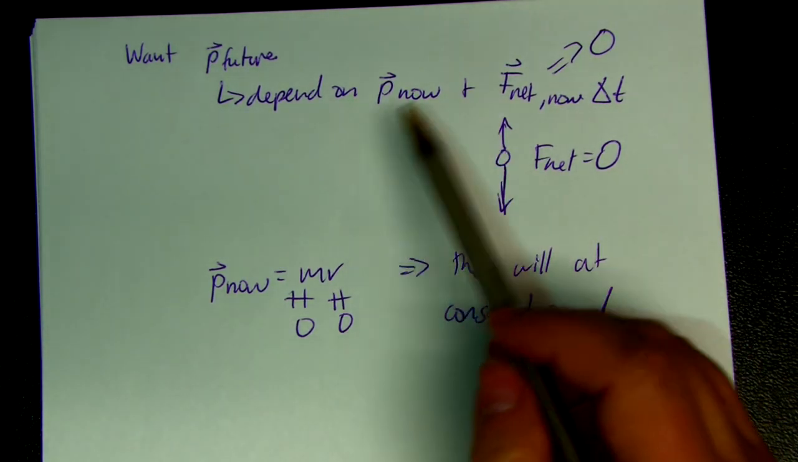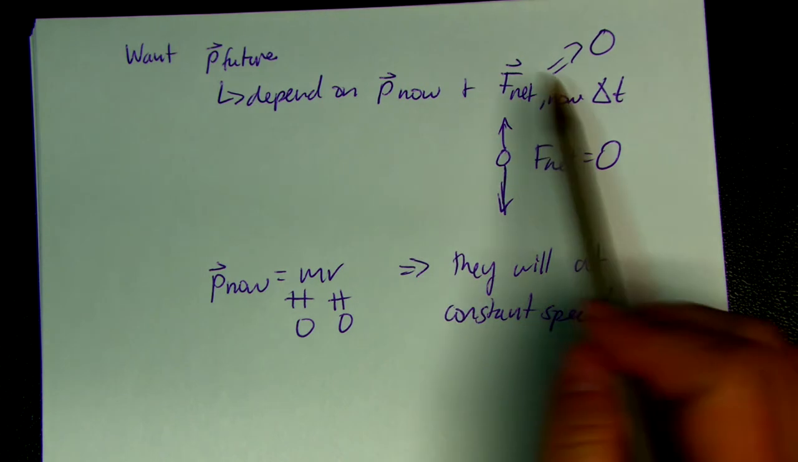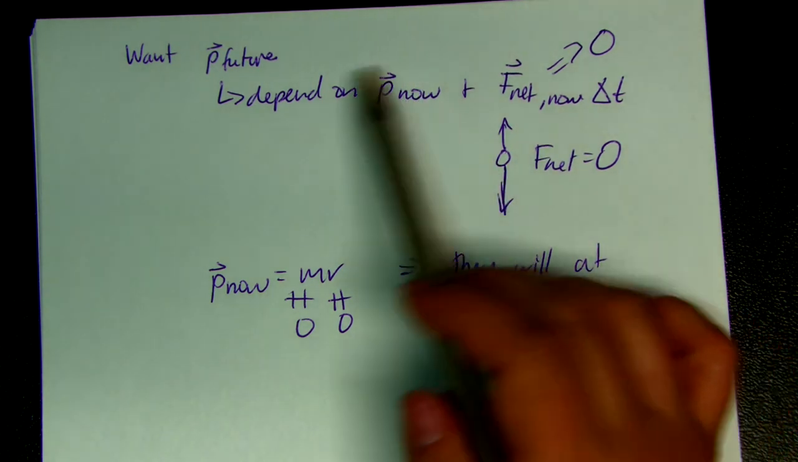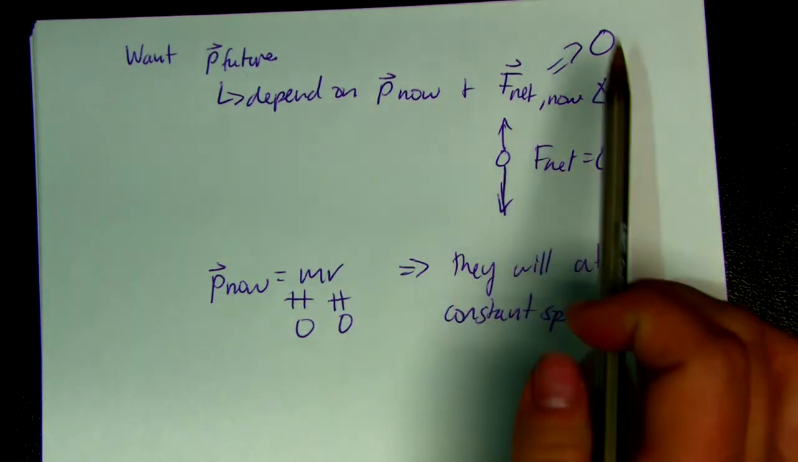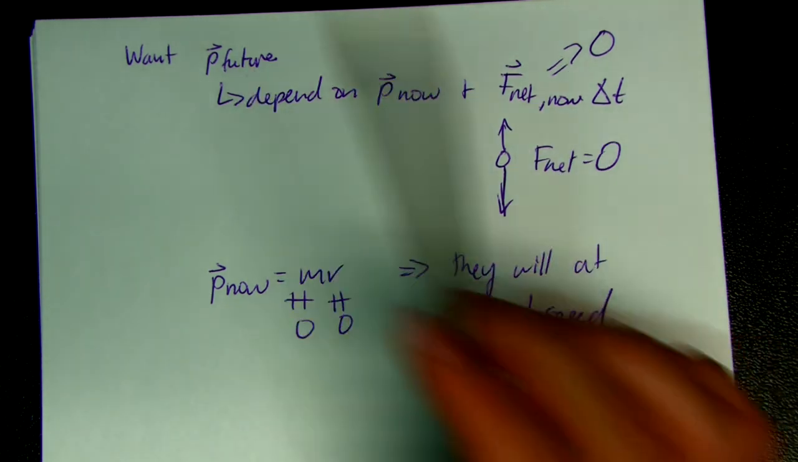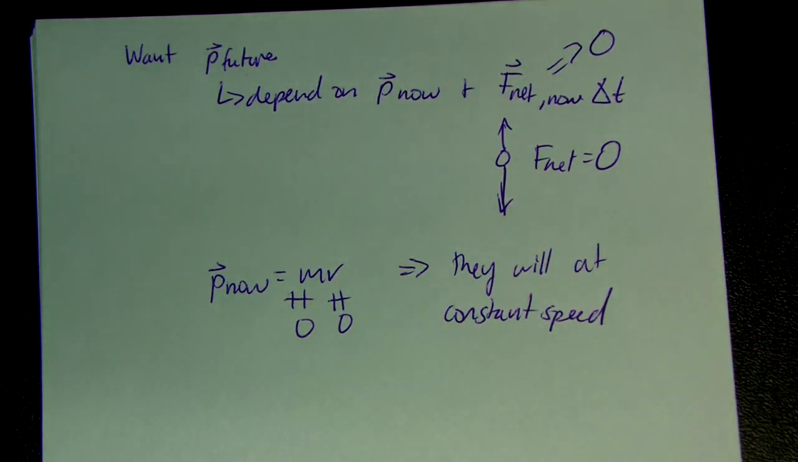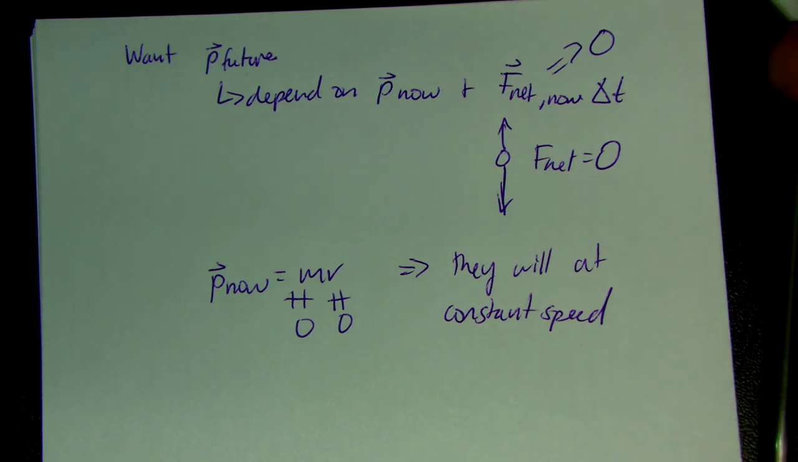Because their future momentum is dependent on both of these things. If this is non-zero, then this will be non-zero. Likewise, if this is non-zero, then this will be non-zero. All of this is, of course, leading us to a calculation known as the iterative method, which will be introduced in the next section.